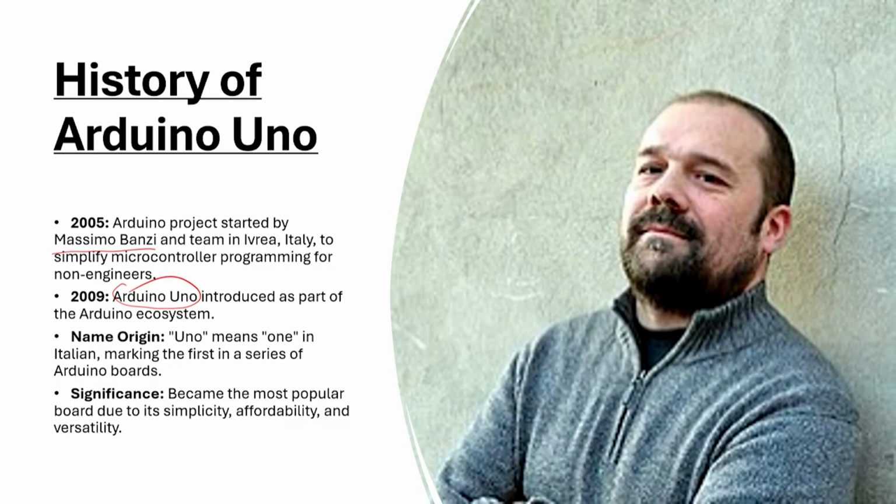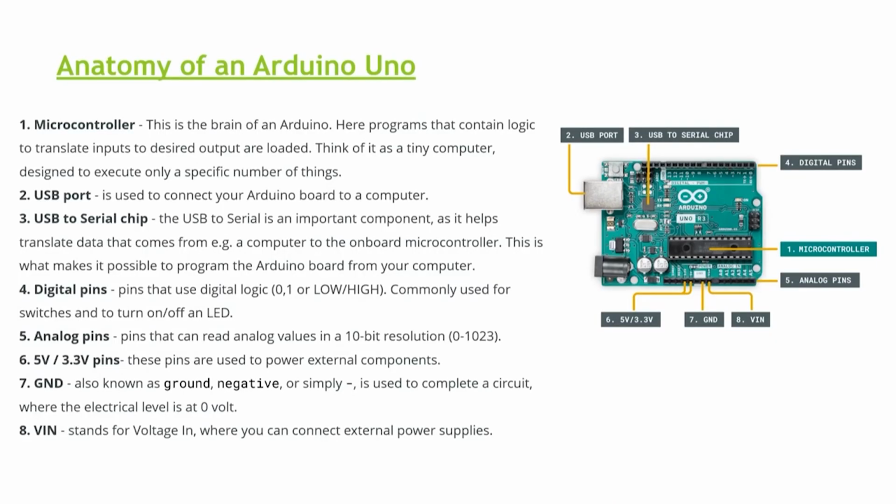So, this person's contribution is huge in terms of development of intelligent products in which the controller is accessible to everybody. Now, specifically, what is the anatomy of Arduino Uno? Arduino Uno has the microcontroller, of course, which is the brain of Arduino, and here we load the programs that contain logic to translate inputs to desired outputs. You may think of it as a tiny computer. Other than that, it has a USB port which is used to connect Arduino to a computer, if you want to upload a program, download the results, etc.